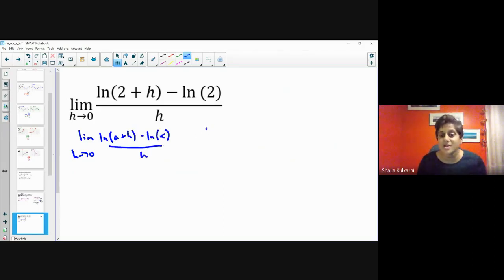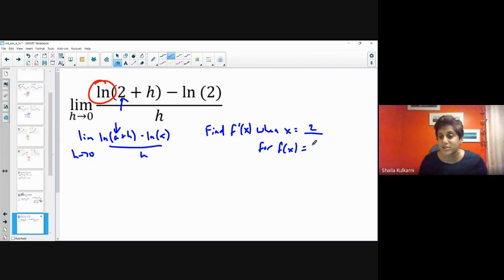So what is the function? It's saying find f prime of x when x equals, well, what does x equal? What is this value right here? It's 2. And what is the function? The function here is, what did I plug 2 and 2 plus h into? I plugged it into natural log.